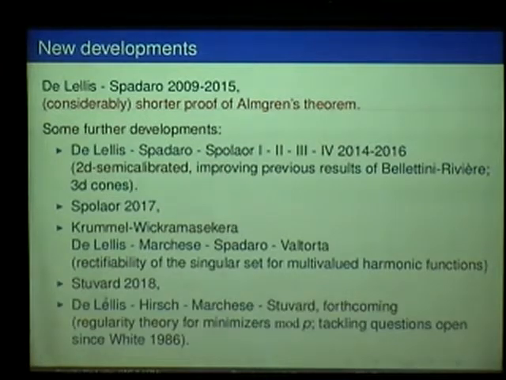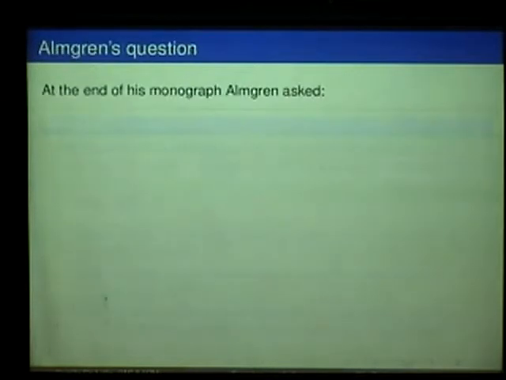And then a forthcoming theory which is tackling the regularity for minimizers mod P, in which you actually constrain your set of multiplicities to be taken mod P. And this is actually tackling open questions which are around since a paper by White in 1986. But what I want to talk about today is actually a further work which is based on this regularity theory, which is answering an open question that Almgren himself has towards the end of the monograph. So when I'm saying towards the end of the monograph, if you take out the appendices, he states this question in the penultimate page of the monograph.